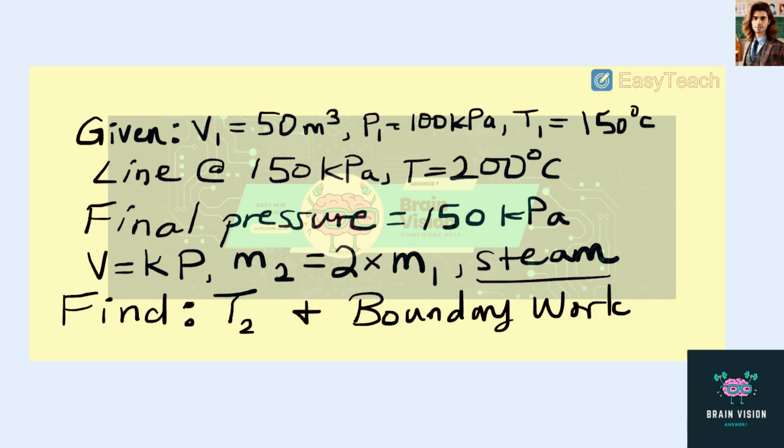The valve for the supply line closes when the final pressure equals the same pressure as the supply line of 150 kPa. We know that the volume is linearly related to the pressure, and at the time when the valve closes, the mass inside the balloon at the end is 2 times the initial mass. So what we're asked to find is the temperature and the boundary work.